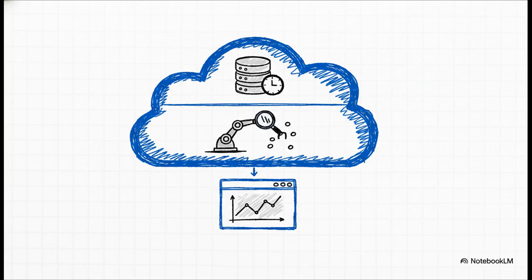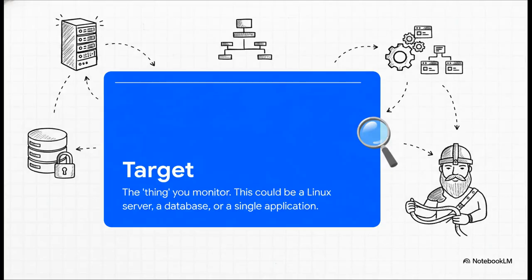Then, there's a data retrieval worker. This is the part that actually goes out and grabs the data. And finally, there's a web server with an API, which lets you ask questions and get that data back out to, say, a dashboard. So when we say Prometheus monitors things, what are those things?